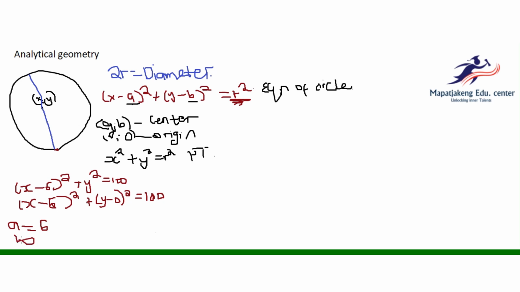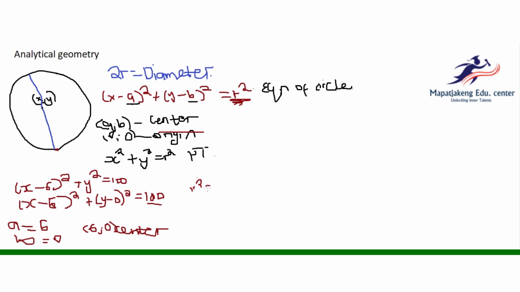And then b is going to be how much? Tell me what b is going to be. It's just going to be 0. The negative belongs to the equation. So be mindful of the signs when you substitute the coordinates of the center. The center in this case is (6, 0). Then for your radius, remember this 100 is equal to r squared, not just r.